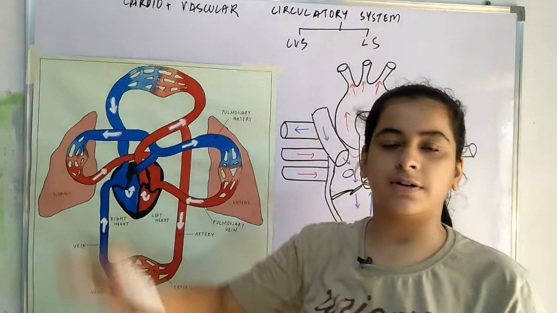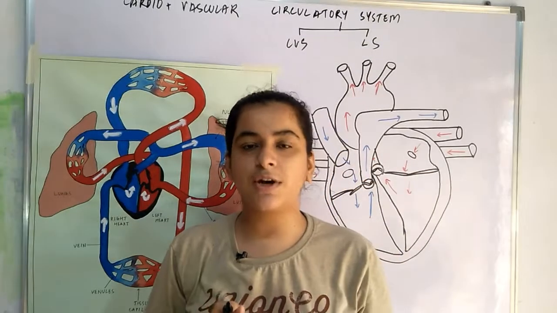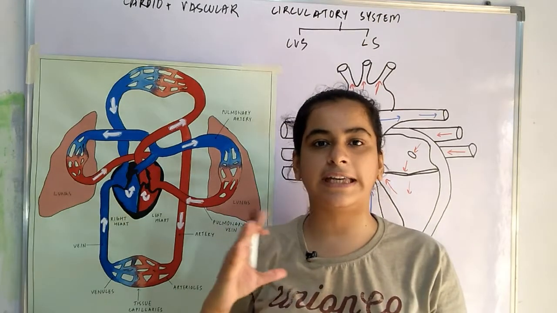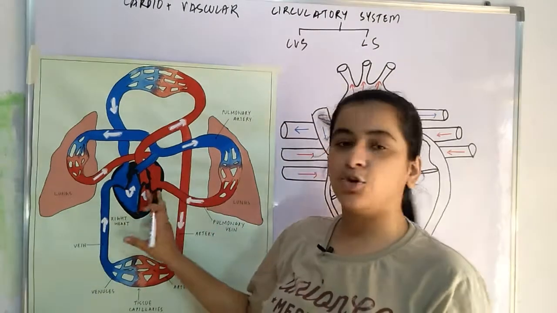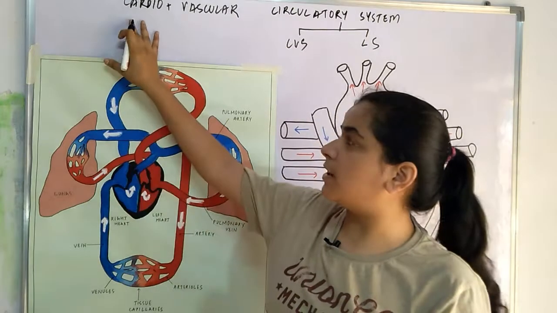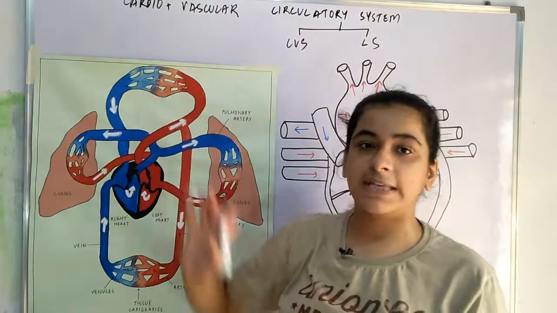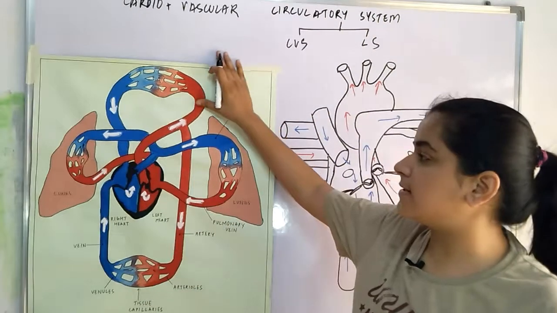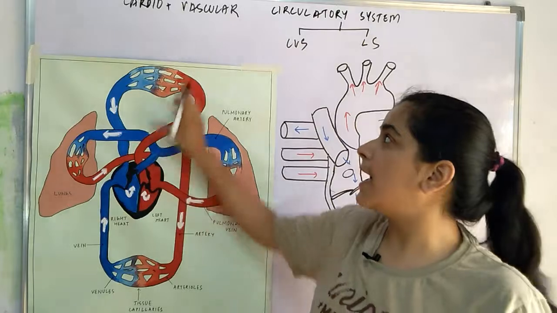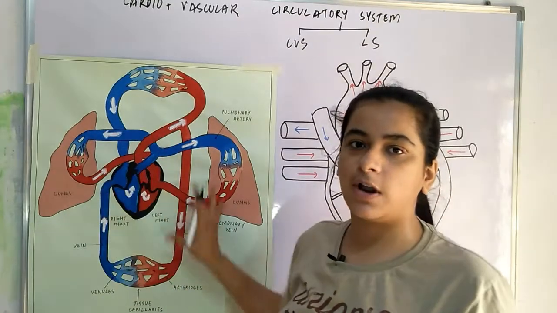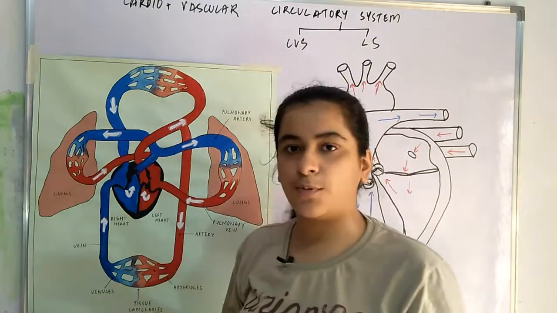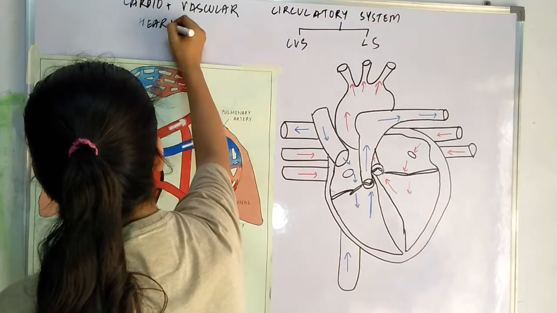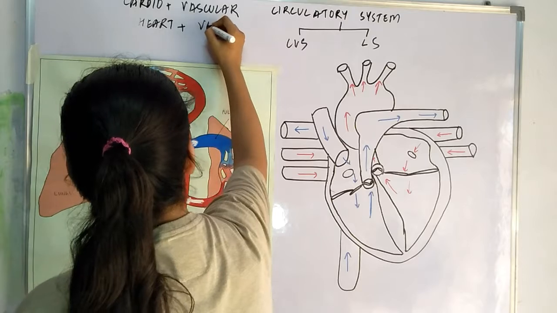Cardio and vascular. So the cardio is a type of adjective given to all the parts or all the nearby vessels present near the human heart. That's why it comes cardio. And vascular means vessels. So basically the cardiovascular system comprises of a human heart and the vessels present all around it or all around the body. So human heart plus the vessels.